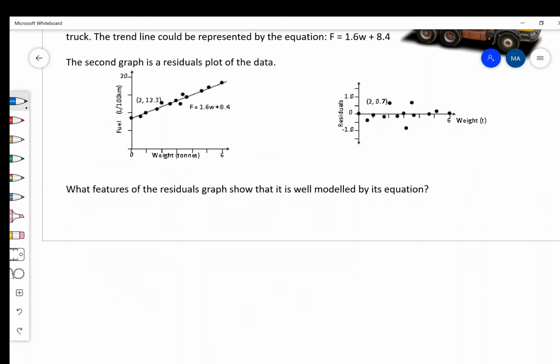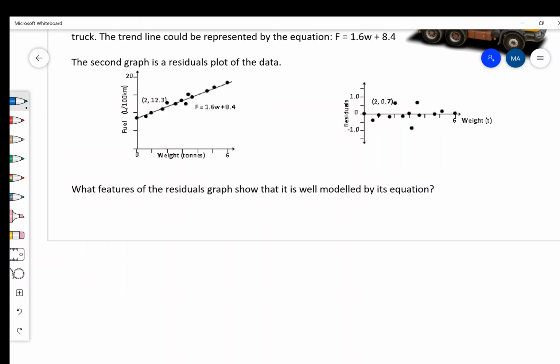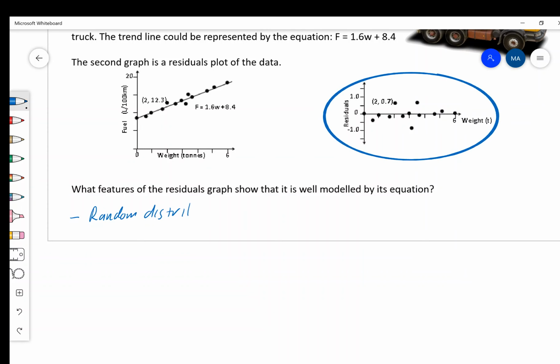So, the features that indicate whether a model is appropriate for data. First off, we want to look for a random distribution of points, and that's in the residual plot itself, this one here. So we want there to be no pattern.